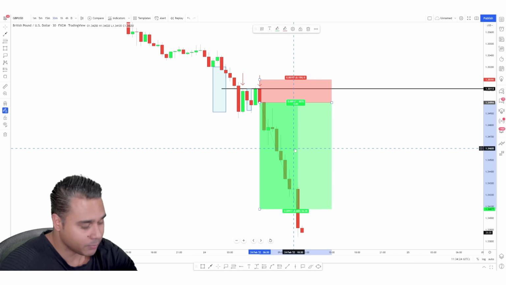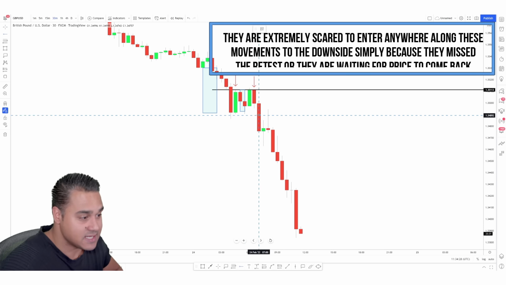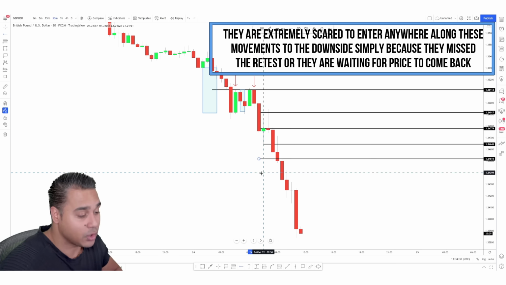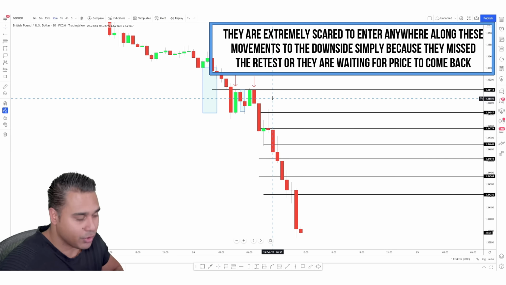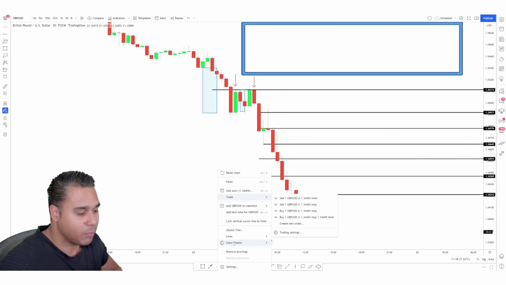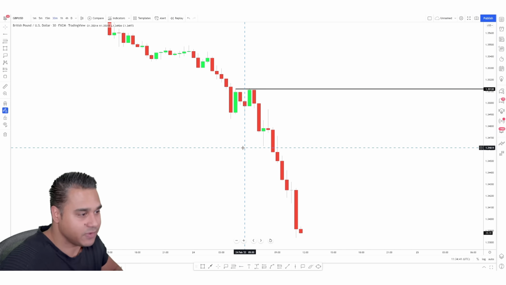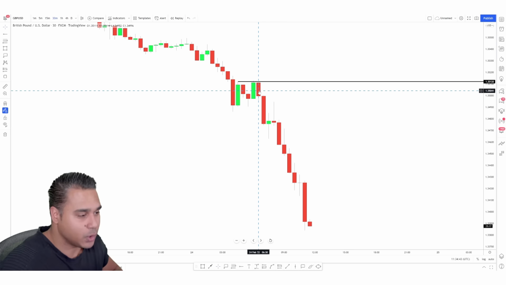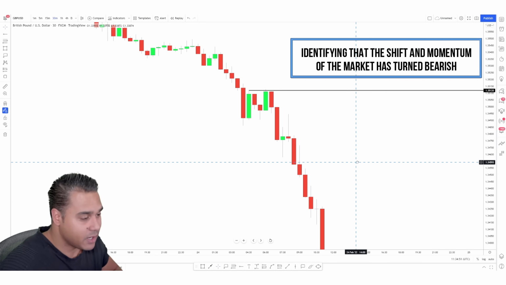Now, this is the problem. When traders come to the charts a little bit later, they're extremely scared to enter anywhere along this movement to the downside simply because they've missed the retest or they're waiting for price to come back. But all we do when we scale down is we do the exact same thing. We may have missed what we call the best entry at the key level at 35.12, but what we haven't missed is identifying that the shift and momentum of the market has turned bearish.